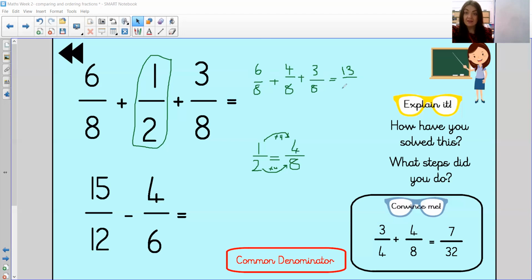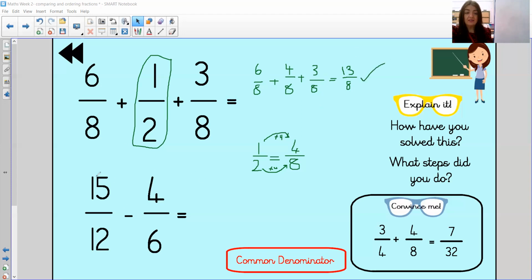13 8s, because remember, if I was doing 6 bananas, add 4 bananas, add 3 bananas, I would have 13 bananas. That noun. So I'm not working with bananas, I'm working with 8s. So 6 8s, add 4 8s, add 3 8s is 13 8s. Well done to you if you got that right.